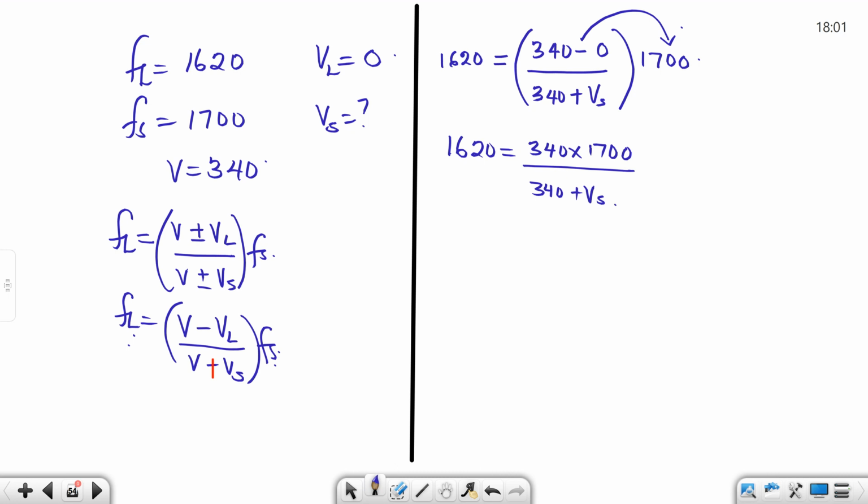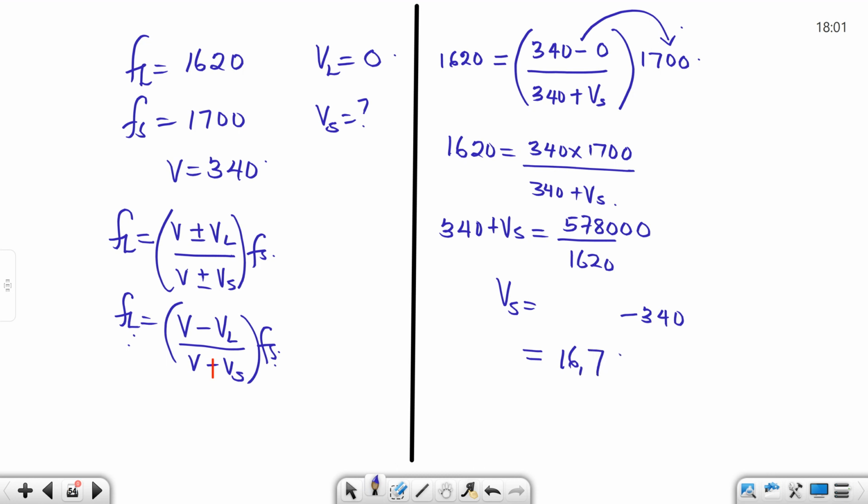All right. What do we do here now? We can cross multiply, right? 340 plus VS. What will this give you? Somebody talk to me. 578,000. So what is our answer? We take all of that and say minus what? 340. What is your answer? 79 meters per second.